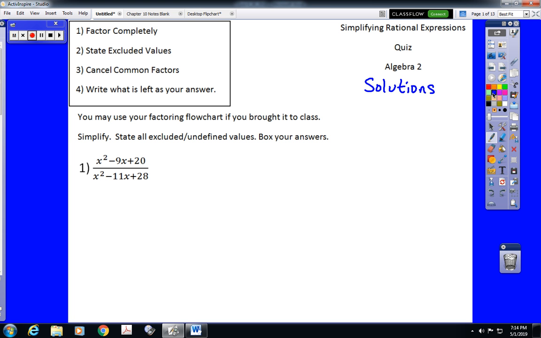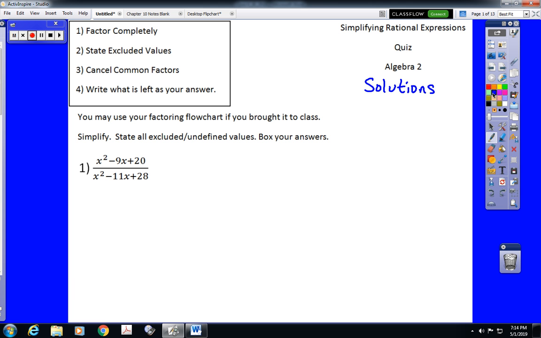Simply put, this is a 4-step process which was illustrated at the top left of the screen here and was illustrated on the top left of your quiz, and that is we're going to factor the numerator and denominator completely. We will then state the excluded values. Those are the values that make the denominator equal to 0. Then we will cancel any common factors, and finally we will write what is left as our answer.